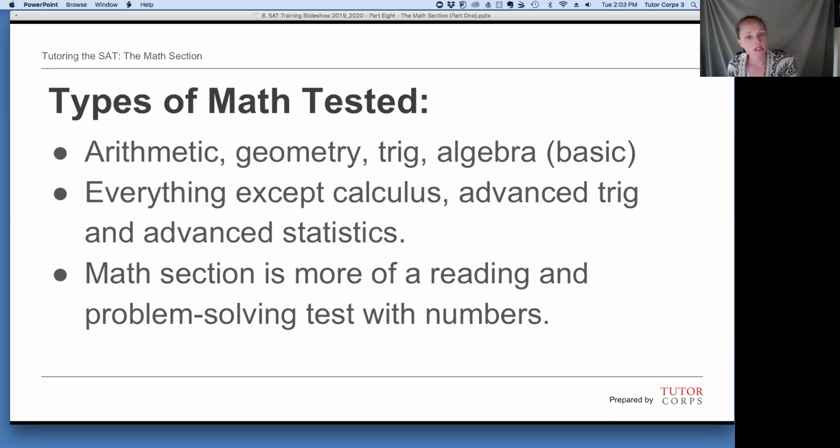The SAT math section consists mainly of algebra. However, students may also encounter arithmetic, geometry, and basic trig. Essentially everything up to calc, advanced trig, and advanced stats is fair game. Although they'll need to know a certain amount of content to do well, they should start thinking about it more as a reading and problem-solving test in some ways, rather than a regular math test. The math content tested is actually fairly basic. What makes it complicated is the way the questions are asked and figuring out the easiest approach.